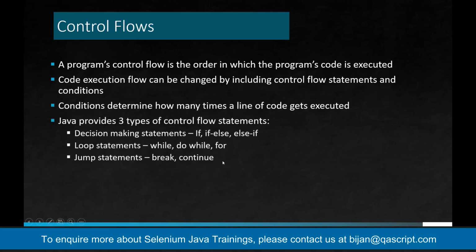Now, as I said, there are different types of control flow statements. First is the decision-making statements: if, else, else if. There are loop statements, which are while, do while, and for. And then there are jump statements, break and continue. All of these are different statements through which you can control the flow of your program execution or code execution.